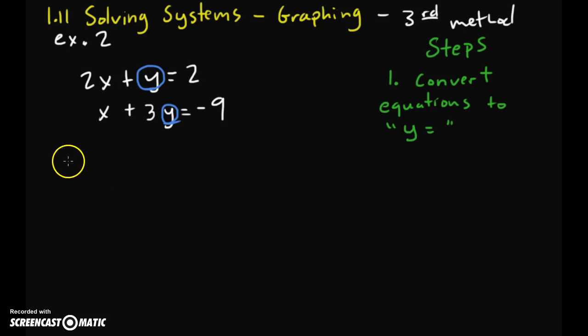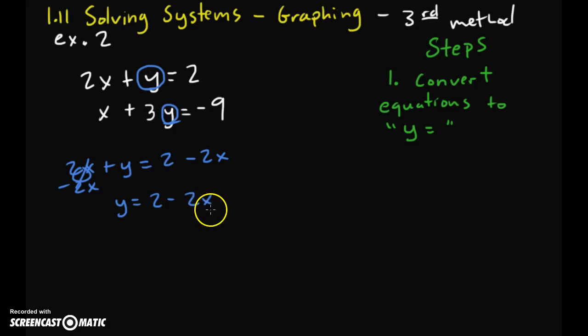So I'm going to solve for the first one. We've got 2x plus y equals 2. I'm going to subtract 2x. These are gone. Positive y is just y, so we've solved for y. I can just leave it like this. I do not need to convert this into slope-intercept form. I can just leave it as y equals.